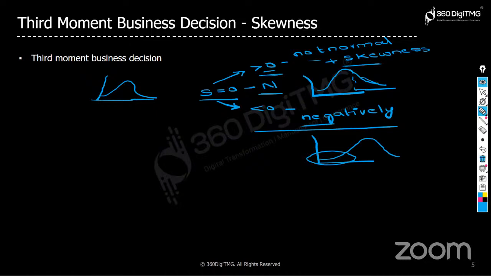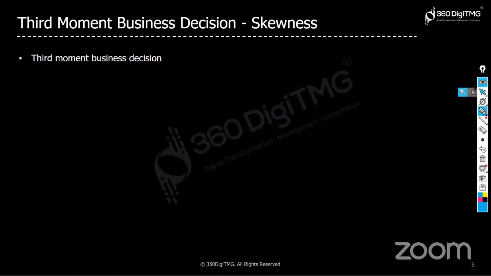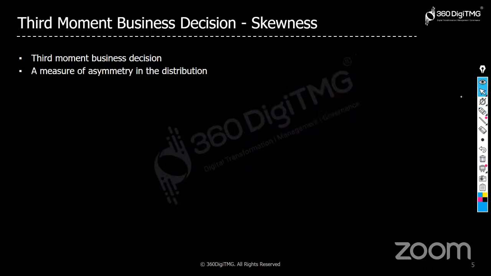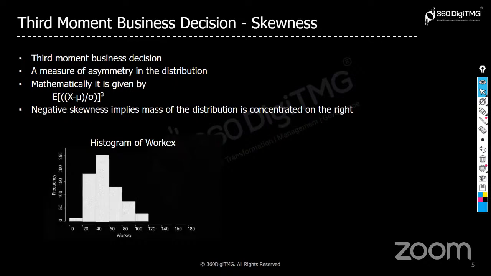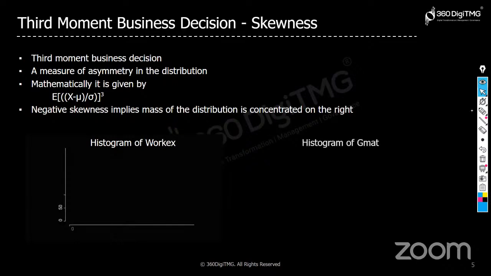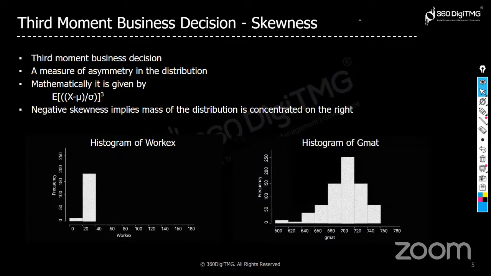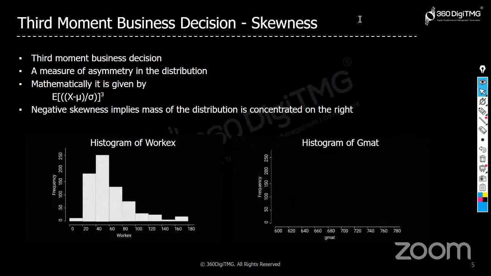Okay, let's see what is present in the slides. So, the third moment business decision. It is a measure of asymmetry in the distribution. Mathematically, it is given by the formula that we have taken before: x minus mu by standard deviation, whole cube. And negative skewness implies the mass of the distribution is concentrated on the right. If you see the charts provided below, here a histogram of work experience is plotted. And here, a histogram of GMAT is plotted. And when we see this, let me just make it smaller.